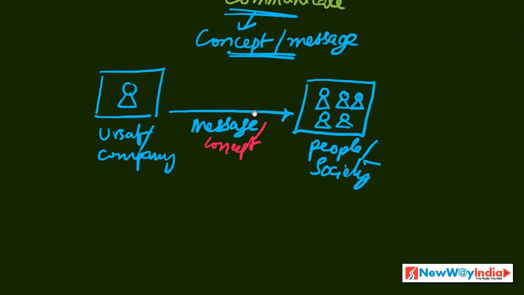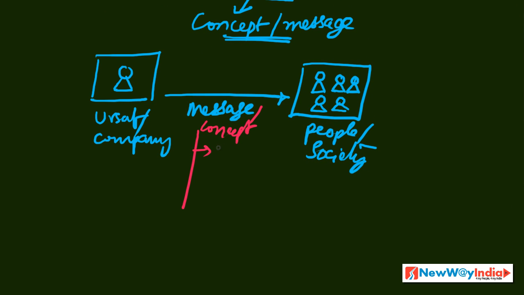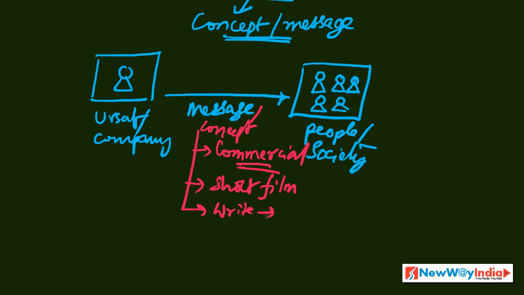For example, what are the different concepts? Like a commercial: a company wants to make a commercial to promote its company name and its products. A student filmmaker wants to make a short film. A writer wants to publish a book. And in recent trends, you want to make a website. What is the purpose of all these things? One thing: to communicate to the people.